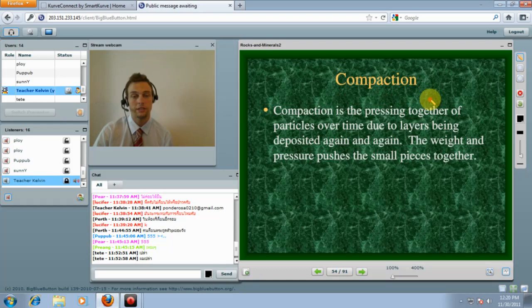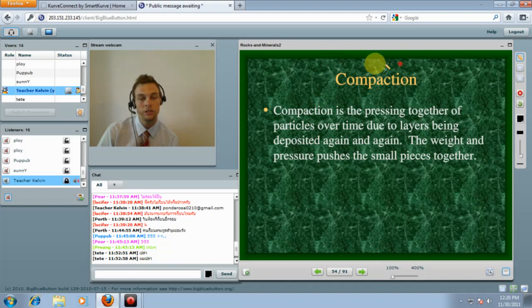Compaction is just basically exactly what it sounds like. If you've ever heard of a trash compactor, or if you're unfamiliar with this word, it just means that over time the weight of a certain layer will press down enough onto another layer, and it will create rocks. They could be separate, and then over time they're kind of squeezed together and become one rock.